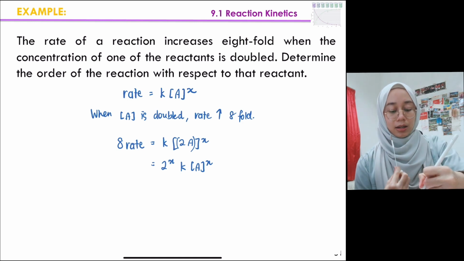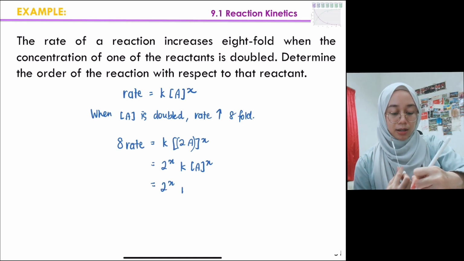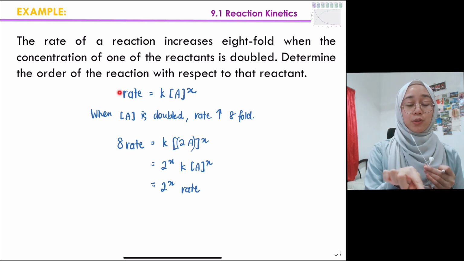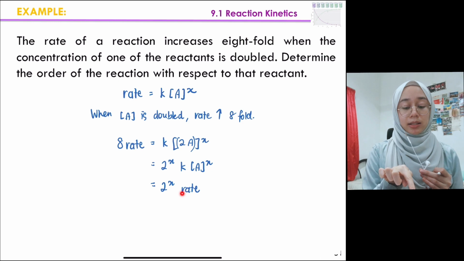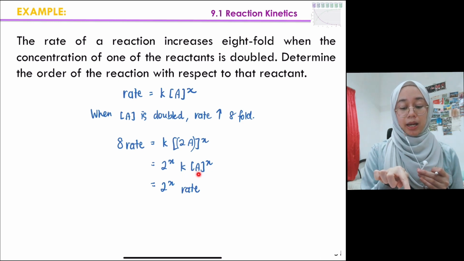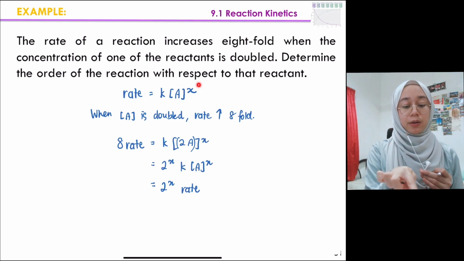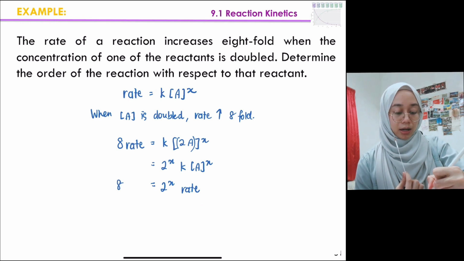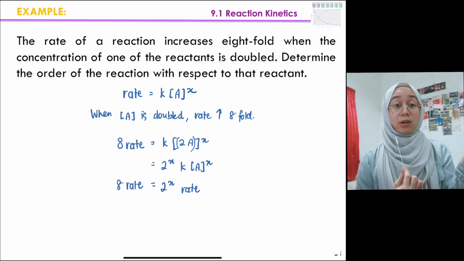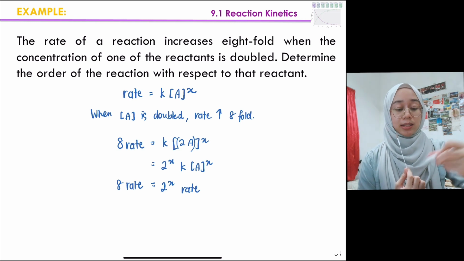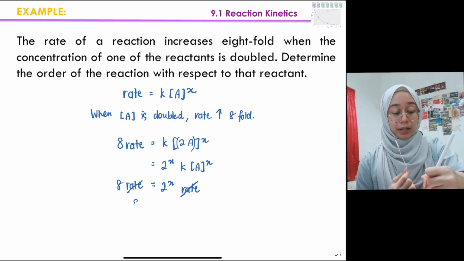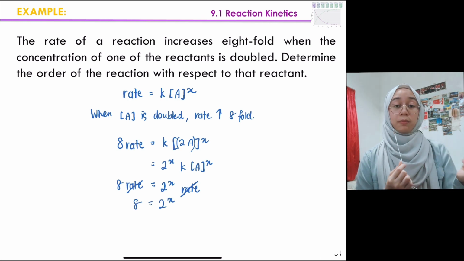Okay, jadi now kamu boleh tulis rate lah kat situ. Kita substitute masuk lah perkataan rate ni ke dalam ni sebab basically K concentration A to the power of X is basically equals to rate. So lepas tu mesti letak rate kat sini. Jadi kalau yang ni adalah bersamaan dengan 8 rate, so apa yang kita boleh cancel off kat sini? Kita boleh cancel off perkataan rate tu. Okay, so 8 is equals to 2 to the power of X.